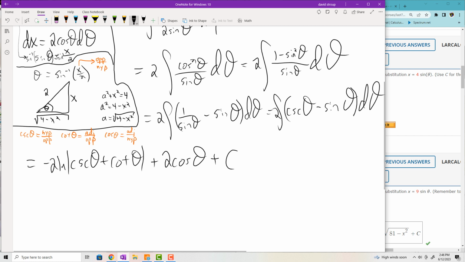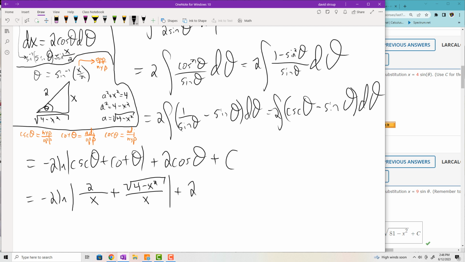So looking then at the triangle, I have negative 2 ln absolute value cosecant, which is hypotenuse over opposite, so 2 over x, plus cotangent, which is adjacent over opposite, so that's the square root of 4 minus x squared over x, and then plus 2 cosine, which is adjacent over hypotenuse, the square root of 4 minus x squared over 2, and then plus c. And of course the 2's would cancel in that second term, but that's the idea. Hopefully that gives you some motivation for why you'd want to do this.